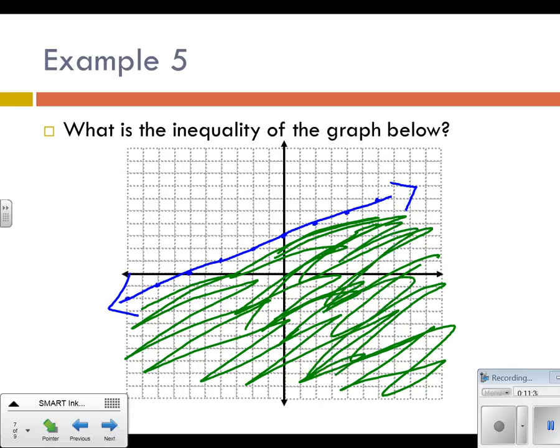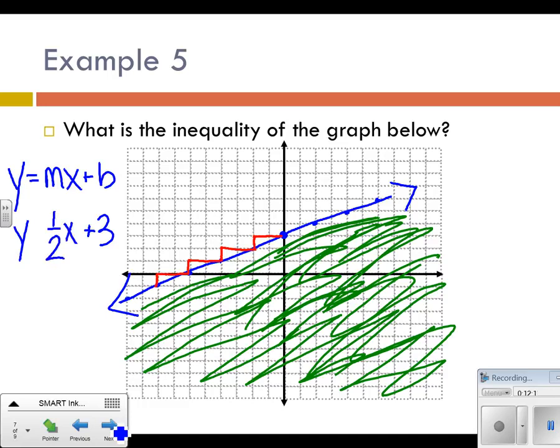So what I always do when I have to name that inequality is start with what the equation of the line would be in slope-intercept form. So y equals mx plus b. I see that my y-intercept right here is at positive 3, so we've got a plus 3 for the b. And when we look at the slope here, rise 1, run 2, it's a positive 1/2 slope. So 1/2 x plus 3.